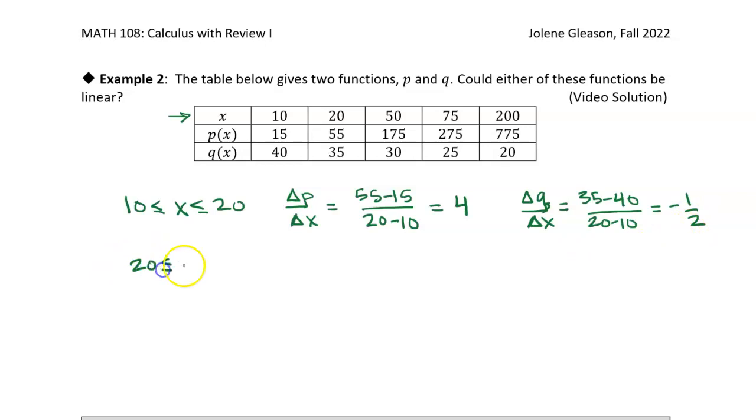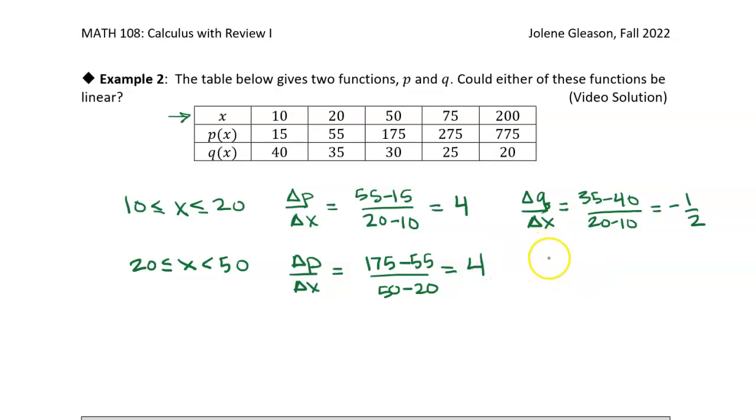The next one is between 20 and 50. Looking at delta p over delta x, I'm going from 175 minus 55 over 50 minus 20. You'll see that also gives you 4. There's a clue as far as which one is linear, at least so far. You can't always tell based on just two values, though. So let's keep going. If we look at delta q over delta x, we get 30 minus 35 over 50 minus 20, which gives us negative 1/6. So you can see already q of x is not linear because we're not getting a constant rate of change.